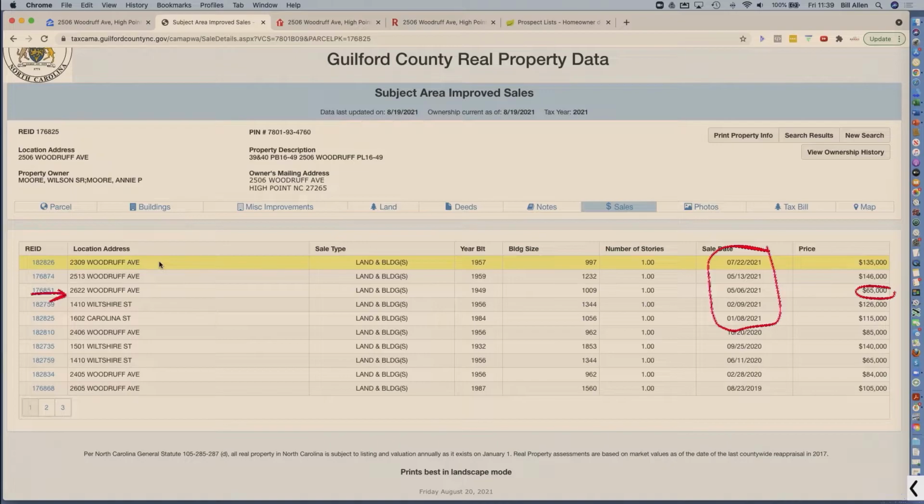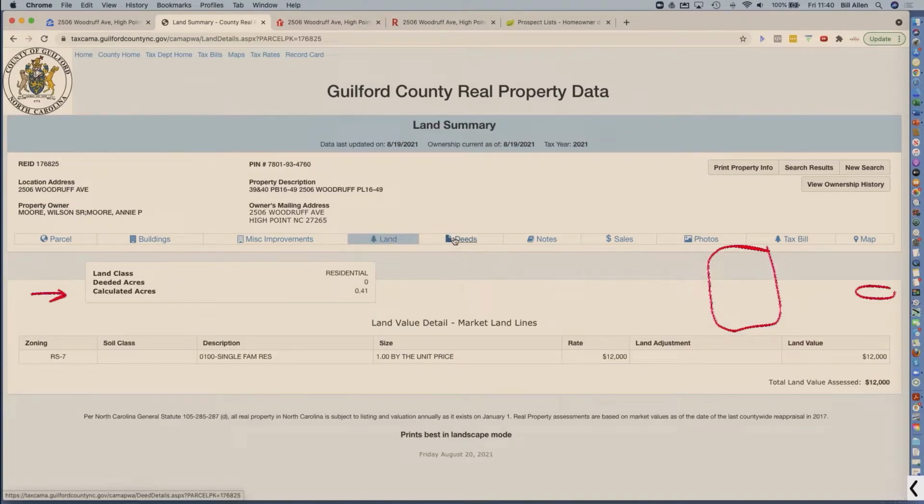I got two comps, like recent, right by each other. And then I'm also going to write down this one on 2622 Woodruff, May 6th, 2021. I'm definitely going to look at this thing because when I'm talking to that seller, I'm going to bring up that house, I'm sure. All right, so $135K, $146K, $65,000, all within the last 3 to 3.5 months on the same street. Those are really good. That's great to have.